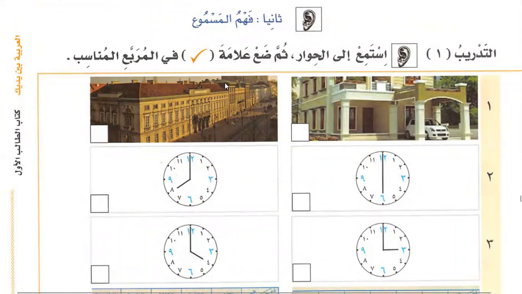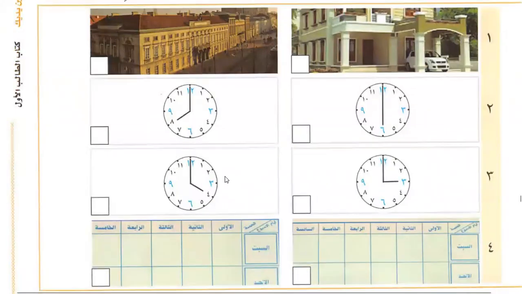So the dialogue is: Aina tazhabu? Azhabu ilal jamia. Mata yabdaul yawmud dirasi? Yabdaus sa'atus thamina. Give me 1 minute, okay? I will be back after a minute.